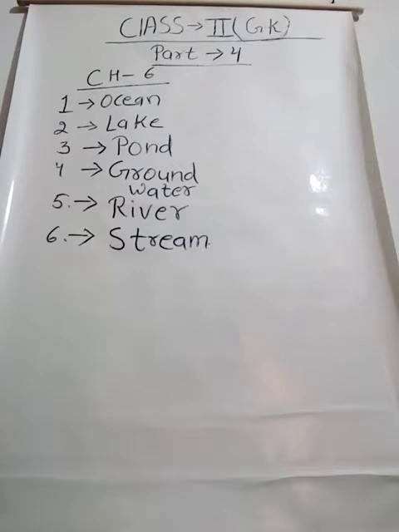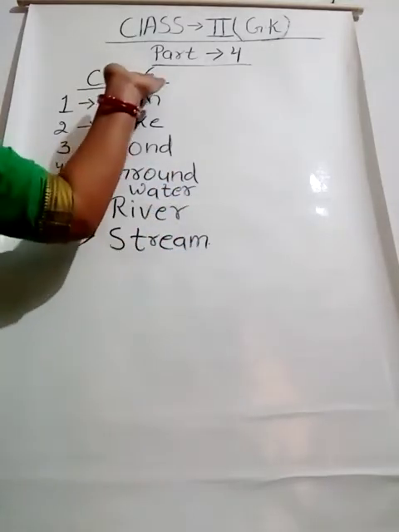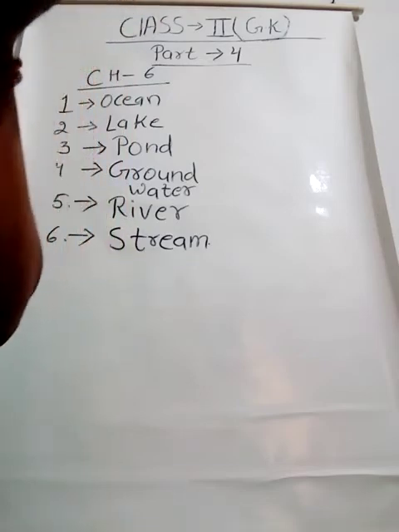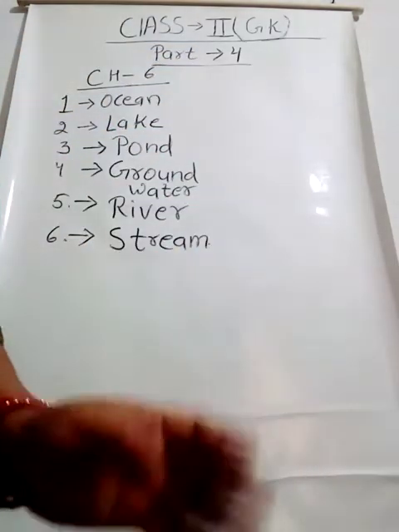Now when you turn your book to page number 15, the next page, some facts about our water are given here. One by one I am going to read them. First one is, as I explained when I started this lesson number 6, that 3/4 part of our earth is covered with water.